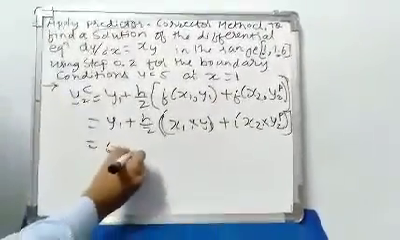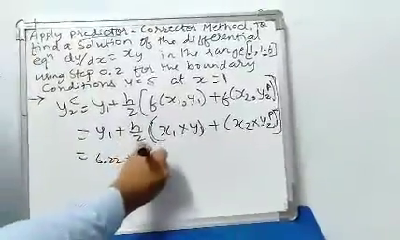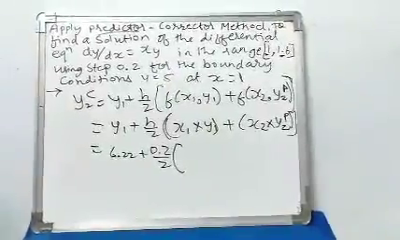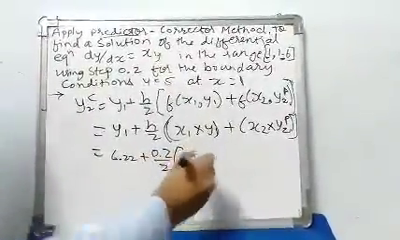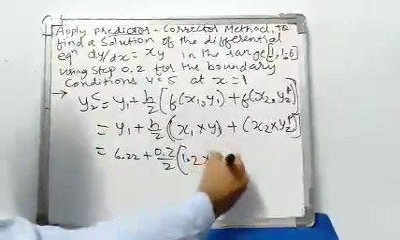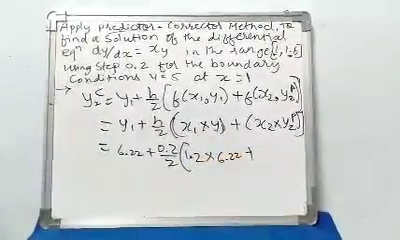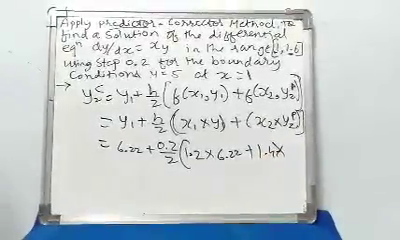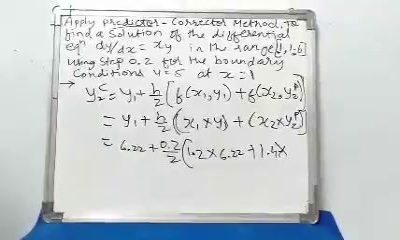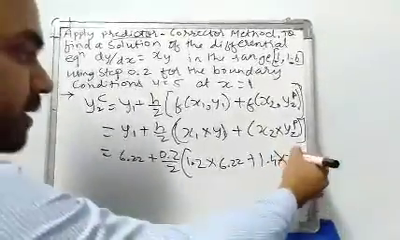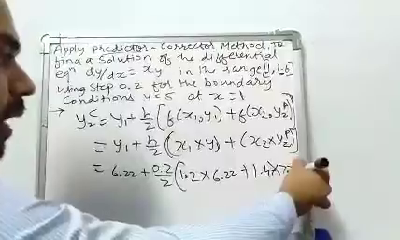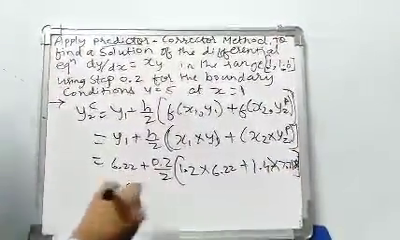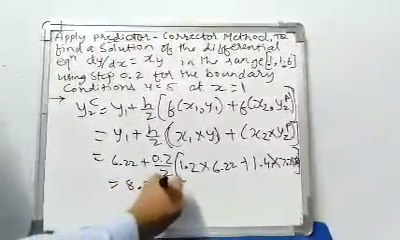y1 is 6.22 plus h by 2, that is 0.2 by 2, times x1, the value of x1 that is 1.2, into 6.22, plus the value of x2, that is 1.4, into y2p, which is 7.7128. Finally we get the value 8.0462.